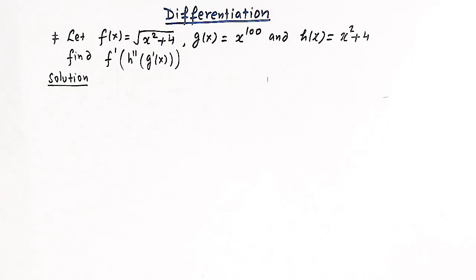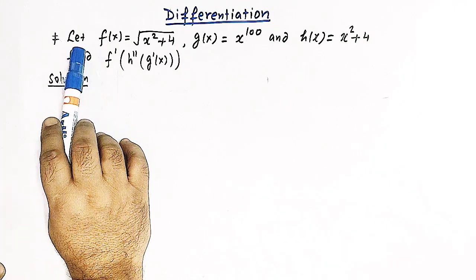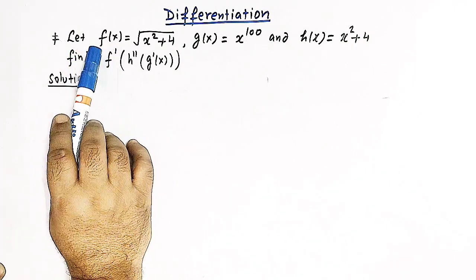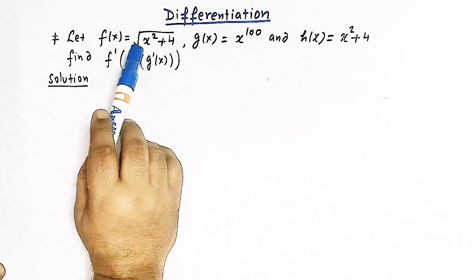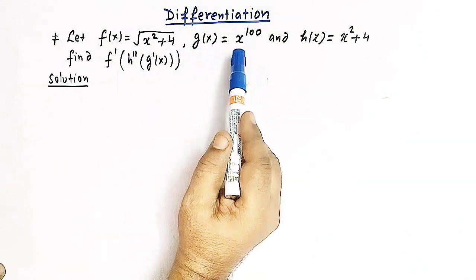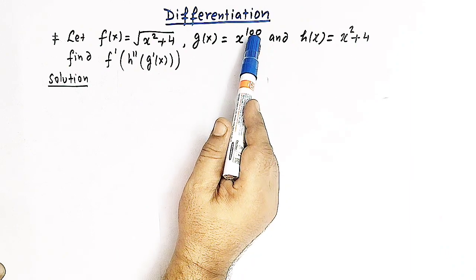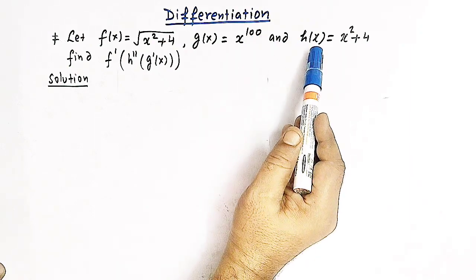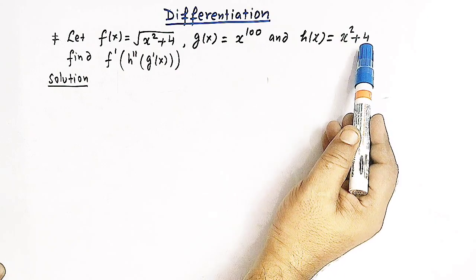Hello viewers, in today's session we are going to discuss another important problem from differentiation. Here we have to solve a problem in which we are given three functions: f of x equal to square root of x square plus 4, g of x equal to x raised to 100, and h of x equal to x square plus 4.